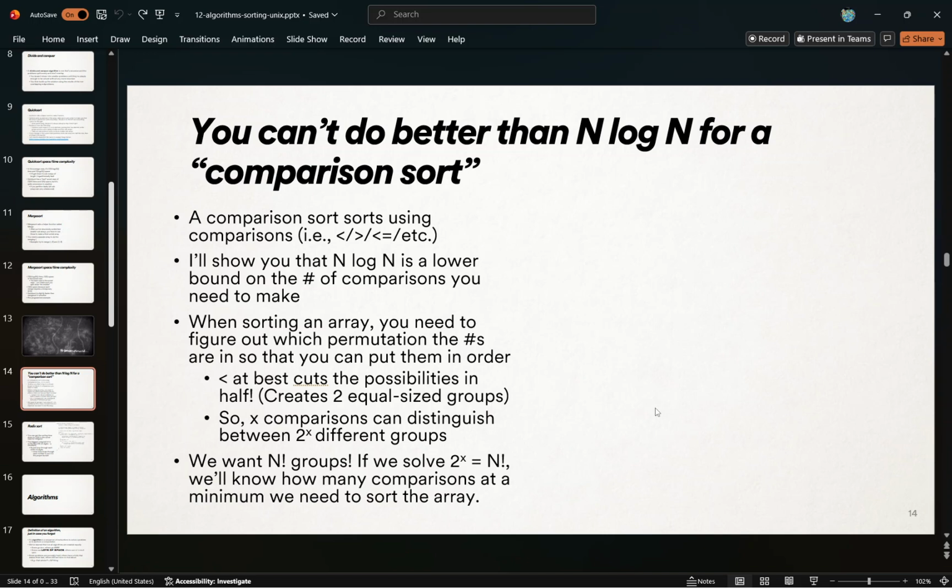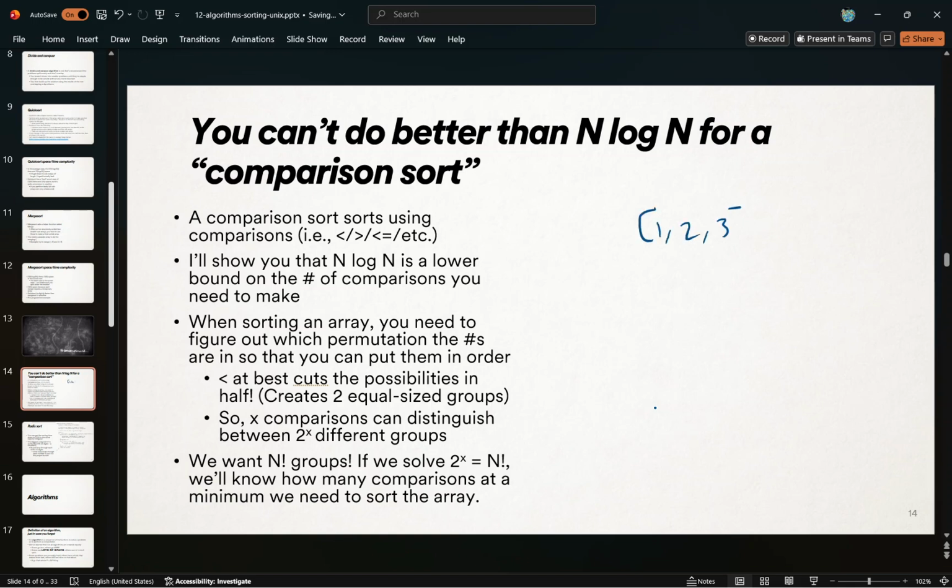When you're sorting an array, you know that your numbers are probably jumbled. You need to determine which permutation the numbers are in, because then you have total knowledge of what comes before what. So, for example, let's say you've got the numbers 1, 2, 3.